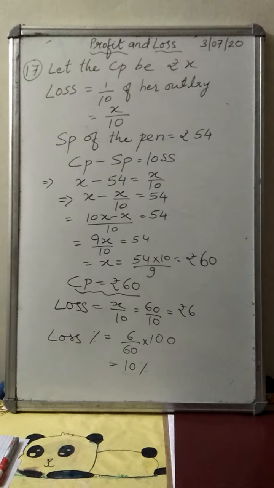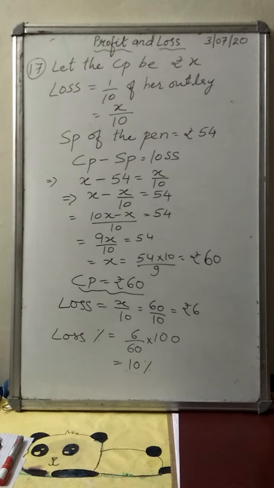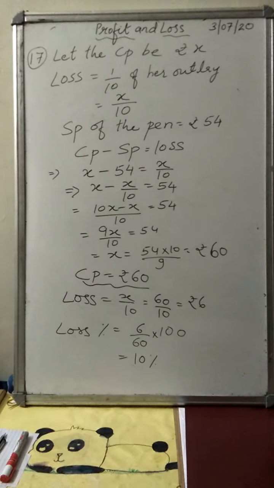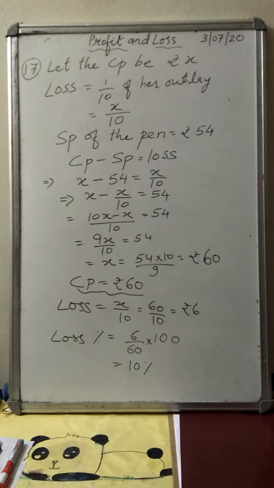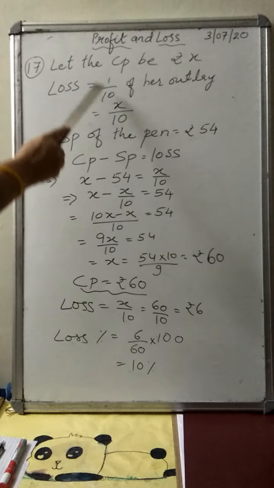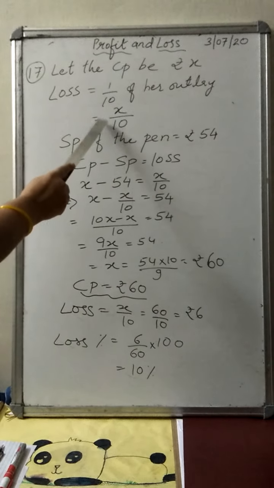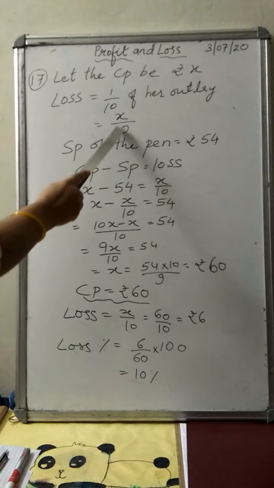Minakshi sells a pen for rupees 54 and loses 1 by 10th of her outlay. Find the cost price of the pen and the loss percent. We have to find the cost price, so we will assume that the cost price is rupees x, and loss is equal to 1 by 10th of the cost price. So loss is equal to x into 1 by 10, that is x by 10.